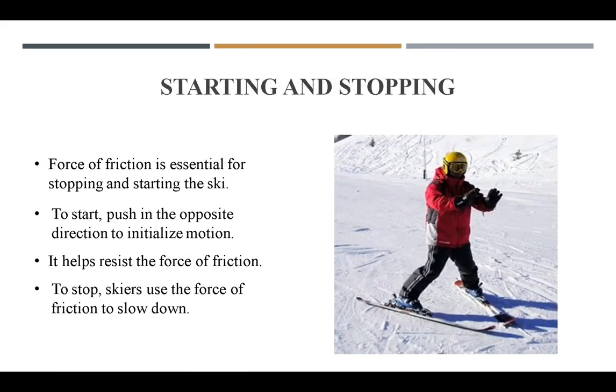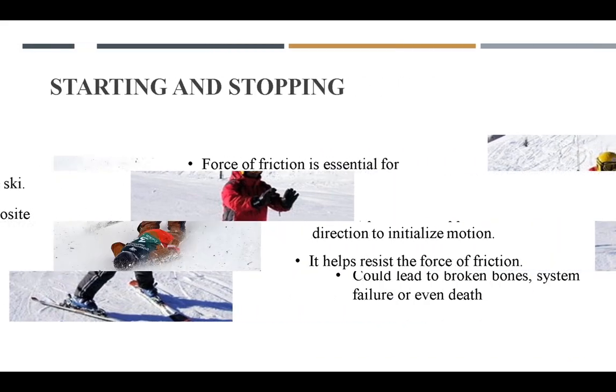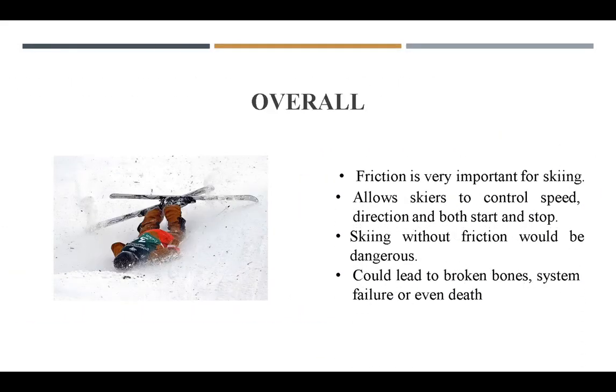Lastly, the force of friction is essential for starting and stopping the skier. When starting from rest, the skier pushes himself to initialize motion and overcome the force of friction. On the other hand, when stopping, skiers use the force of friction to slow down through the use of ski poles and by changing the direction of the board to be perpendicular to the direction of motion. This increases the coefficient of friction. To sum it all up, the force of friction is very important for skiing as it allows the skiers to control their speed, change the direction of motion, and both start and stop the board. Skiing without friction could be very dangerous with potential risks of concussion, broken bones, and even worse, death. This is because without friction, the skier would not be able to stop their board.